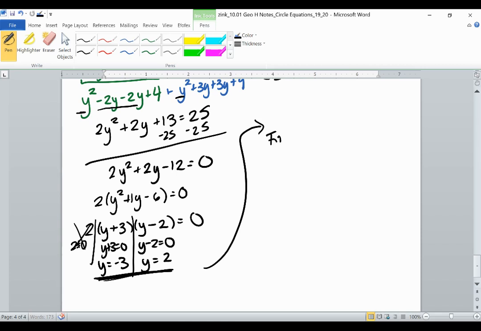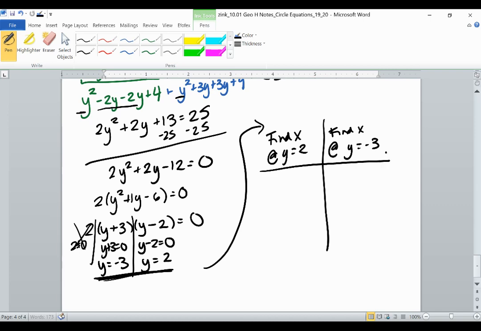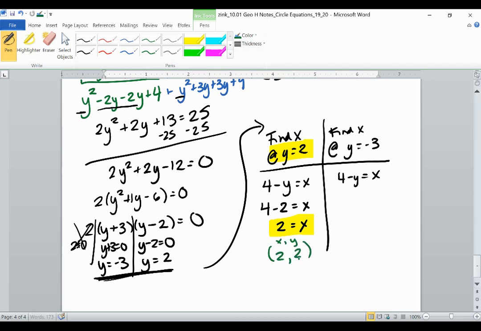So I need to find x at y = 2, and I need to find x at y = −3. So we want to use that first equation, it's going to be easiest to do. So the 4 − y = x. And we're going to sub in our 2 in for y. So 4 minus 2 is 2. So since I put in y = 2 and I got out x = 2, my final answer, it always goes x, y, alphabetical order, would be (2, 2).